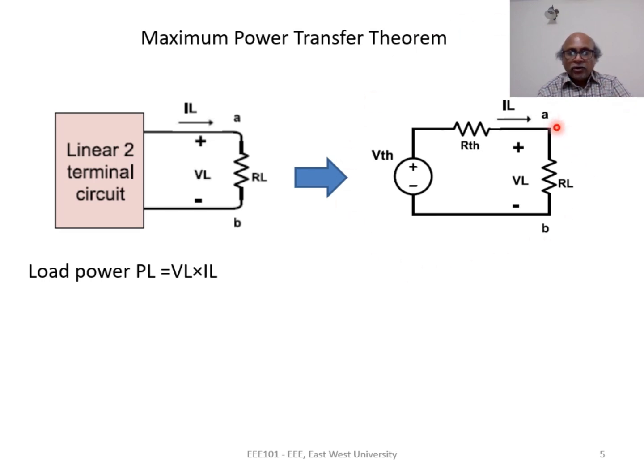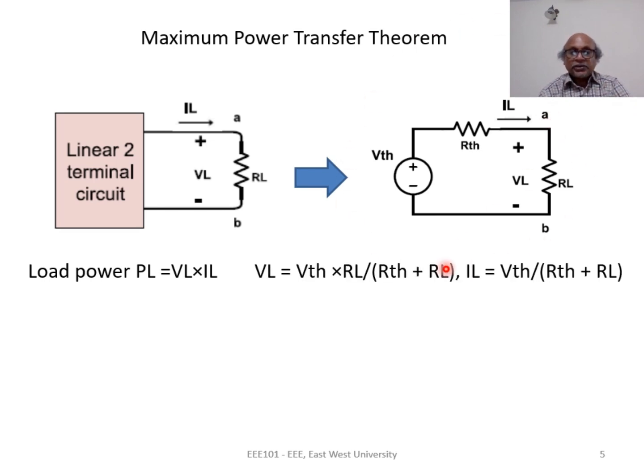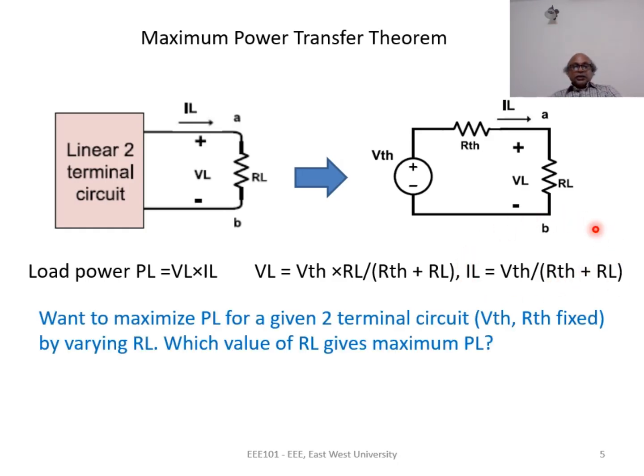Using voltage divider rule in this circuit, VL can be expressed by this expression. And using Ohm's law, RTh and RL are in series, so IL can be expressed by this equation. In this case, we are considering that our two-terminal linear circuit is fixed. If the linear two-terminal circuit is fixed, then VTh is fixed, RTh is fixed. The only variable in this circuit is the load resistance RL.